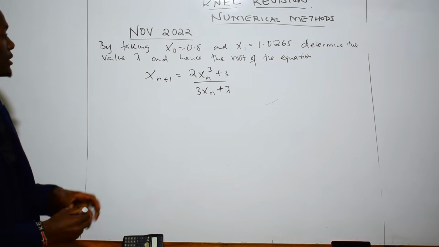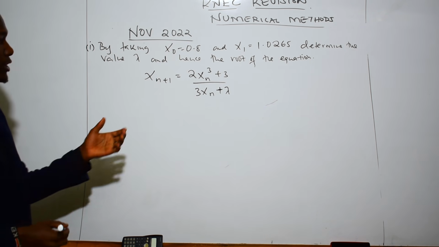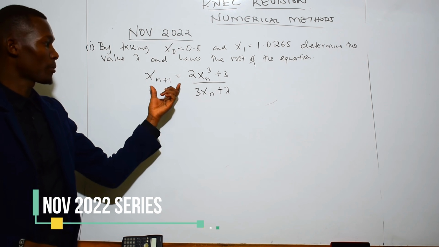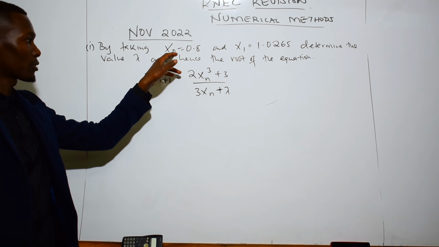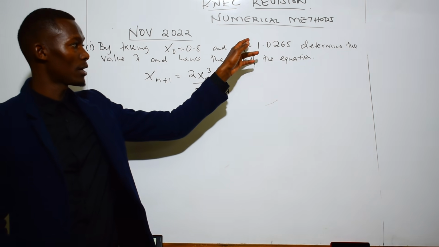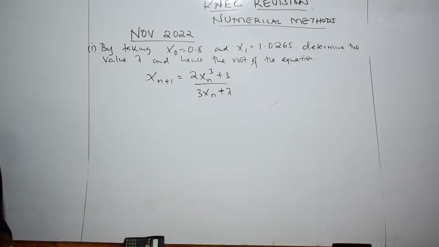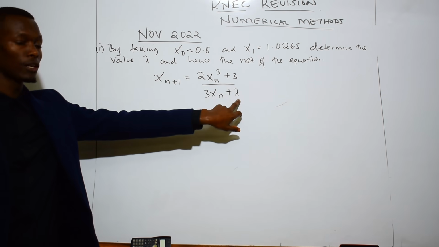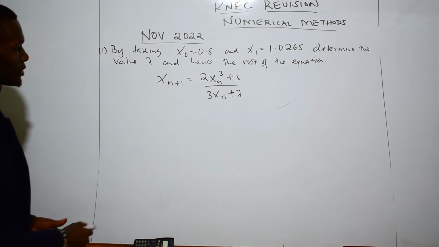So now the second part, we have already proven that indeed this is a better approximation, alright? Now we have been told by taking your first approximation x0 to be 0.8 and your second, that is x1, to be 1.0265. Now you're supposed to find the value of lambda here, then you find the root to this equation. So now the solution.